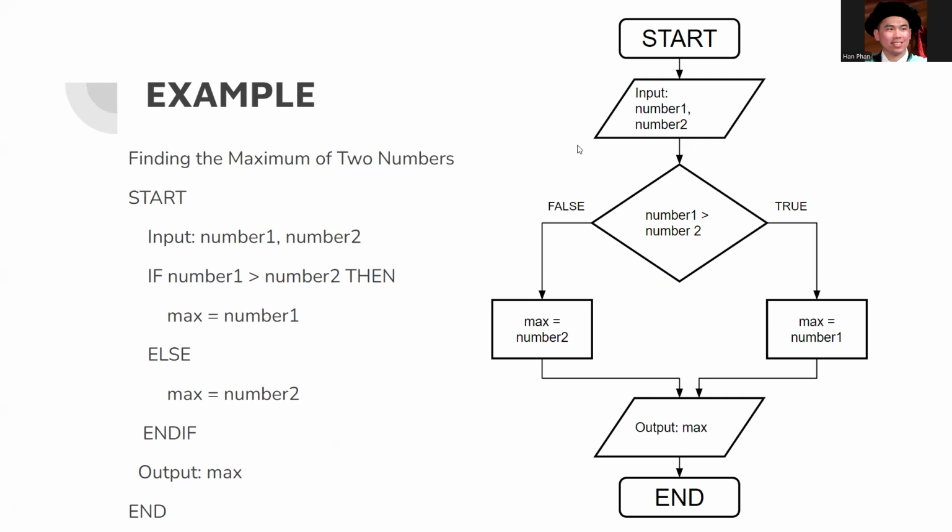On the right-hand side, we have the corresponding flowchart of the same algorithm. We start, and then we take the input number 1 and number 2, and we have a branching condition here. If it's false, max is number 2. If it's true, max is number 1. In both situations, it will output the max at the end, and we finish our algorithm here.